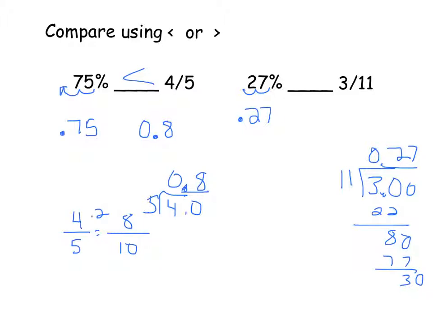So right now it looks like they're the same, but I still have something left over. Since 11 goes into 30, and I'm running out of space, 2 times, it looks like it goes on from there. 0.272 is greater than 0.27. This one ends, this one goes on, so 3/11ths is greater.